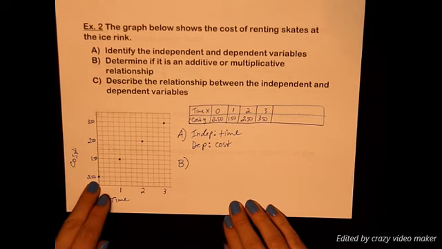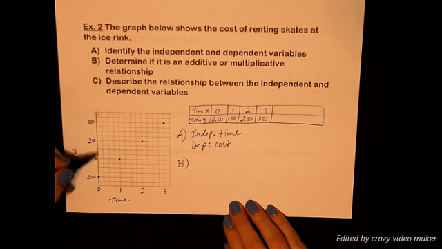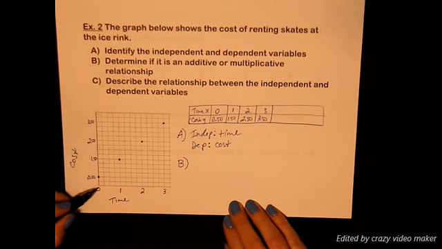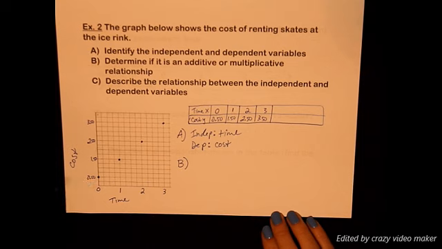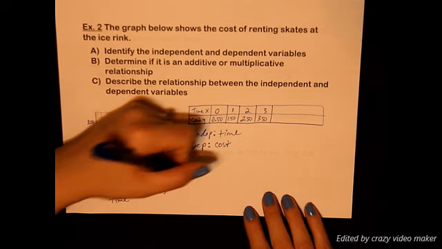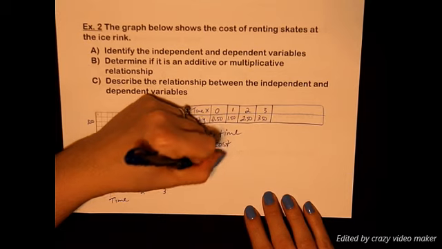Well, looking at this graph right away, does it go through the origin? No, it doesn't go through 0, 0. It goes through the point 0, 0.50. That is not the origin. The origin is 0, 0. So since it does not go through the origin, it is an additive relationship.